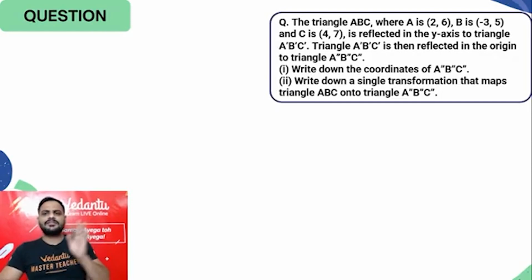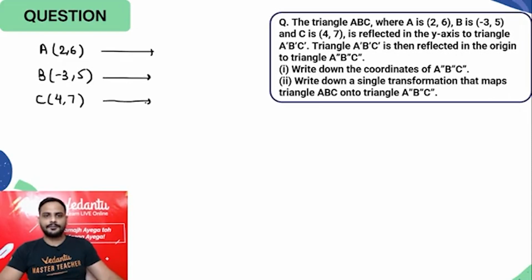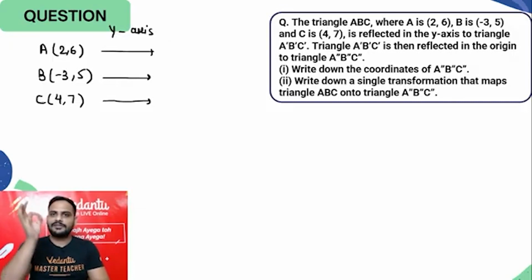The triangle ABC, where A is (2, 6), B is (-3, 5) and C is (4, 7), is reflected in the y-axis to triangle A', B', C'. So first let's do this transformation, the reflection under the y-axis. When we do reflection under the y-axis, all of us know very well the y coordinate remains the same and the x coordinate changes sign.